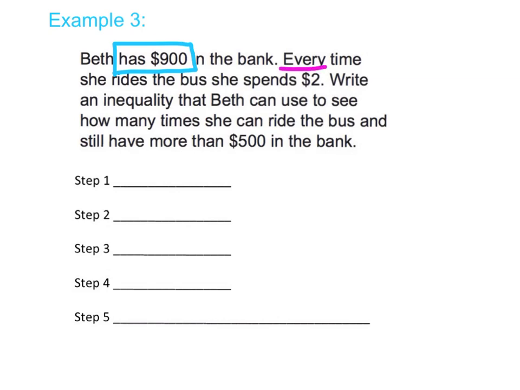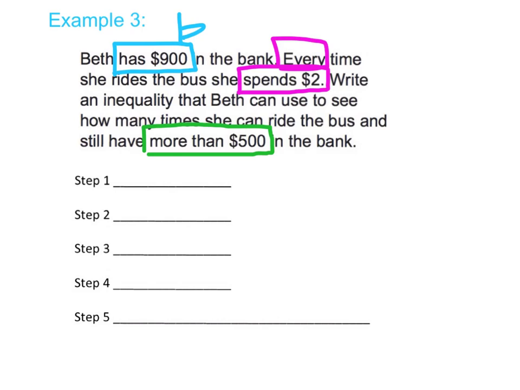Every time, okay, here's a clue word. Every time she rides the bus, she spends $2. The last number I see is 500, and I have some clue words right next to it, which is going to make the last step easy. More than $500. She's starting with $900. The amount you start with is labeled as your B, your beginning amount of money.